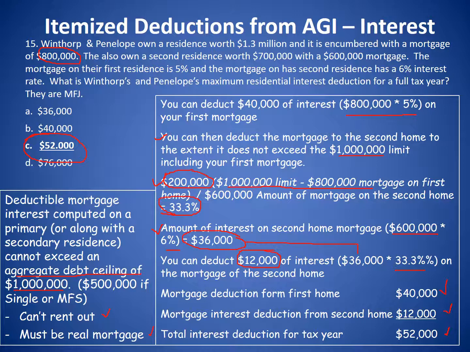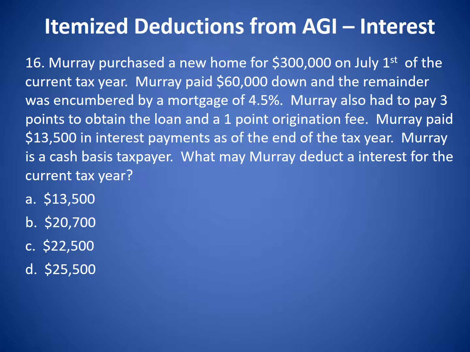Now, if you're thinking you can reverse the mortgages, in terms of deducting your second home first against the limit, that goes against the rules. You have to deduct your primary residence and then your secondary residence. Okay, let's go on. Take a look at question number 16.